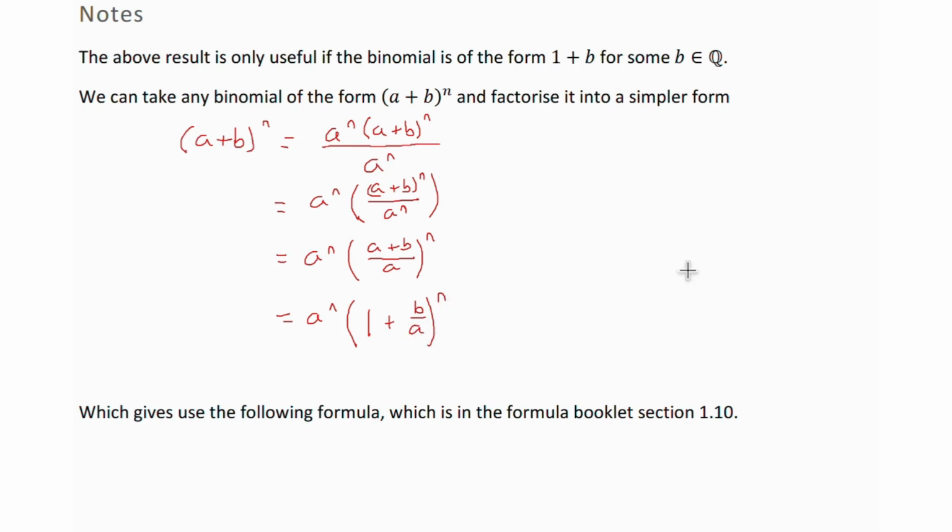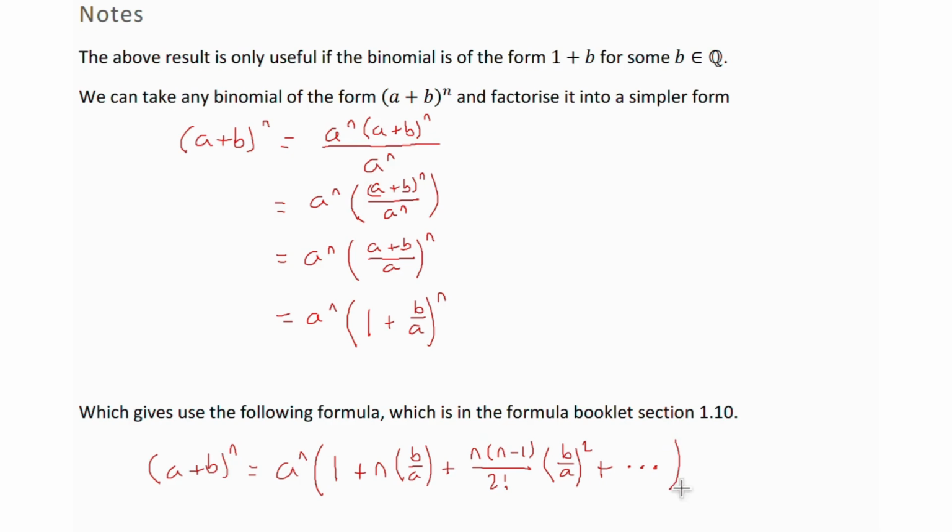So we can now use that to create another formula, which is a plus b to the n is equal to a to the n, and then apply the formula we had before, but to this, which is 1 plus nx. So n times, in this case, b over a, plus n times n minus 1 over 2 factorial times x squared, but x in this case is b over a, so it's b over a squared, plus, and then continuing on like that.